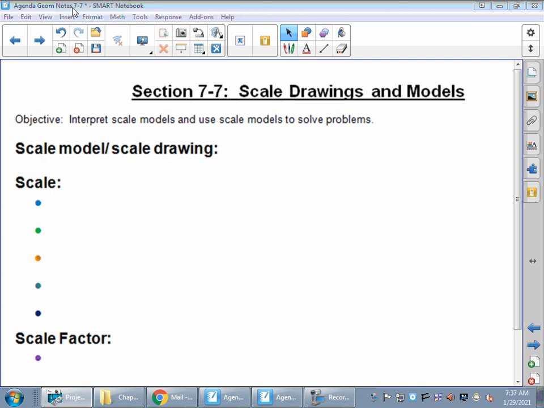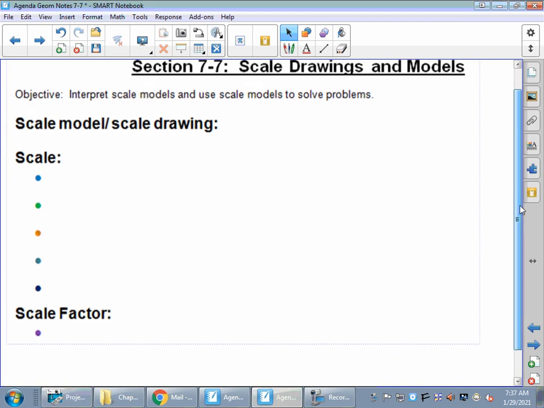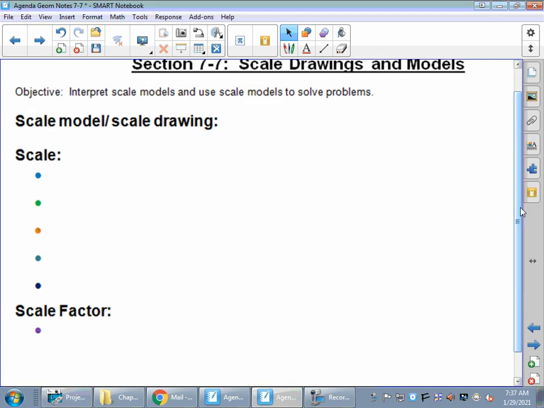You've probably all heard of scale drawings or scale models, or seen them. The biggest example I think of is a map. That's a big, common thing that we're all accustomed to. First of all, there's a difference between a scale and a scale factor. So let's start here and talk about this.